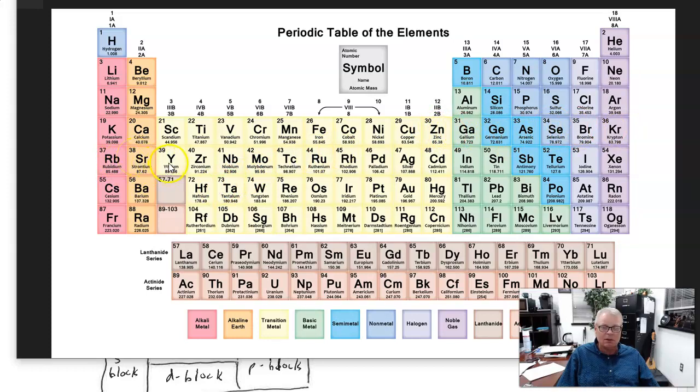5s2, 4d10, 5p6. Okay, here's where it gets a little tricky. 6s2. But what we're going to do is go down here first, and then come back to here. So 6s2, the lowest f I can have is a 4. So 6s2, 4f14, 5d10, 6p6, 7s2, down to here, 5f14, back to the D block, so 3, 4, 5, 6. 6d10, and then back to 7p6.